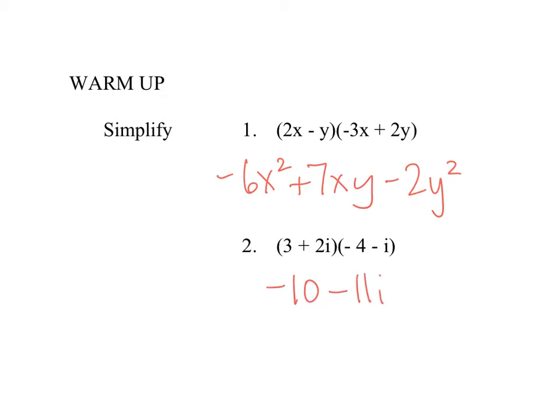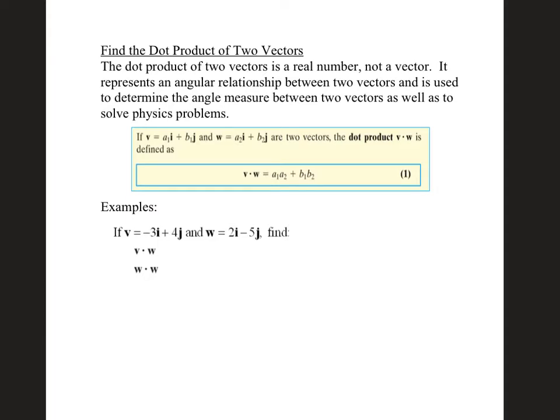Okay, next page. Now we're ready to find the dot product of 2 vectors. This is a real number, not a vector, and we're going to use it to find the angle between 2 vectors and also to solve some physics problems. Note when we do the dot product, we use the little dot symbol, which looks like multiplication, but it's different because each vector has 2 parts, an i and a j component.